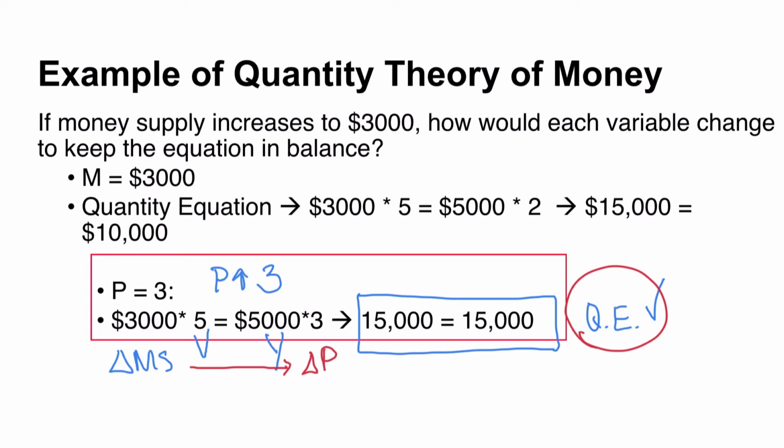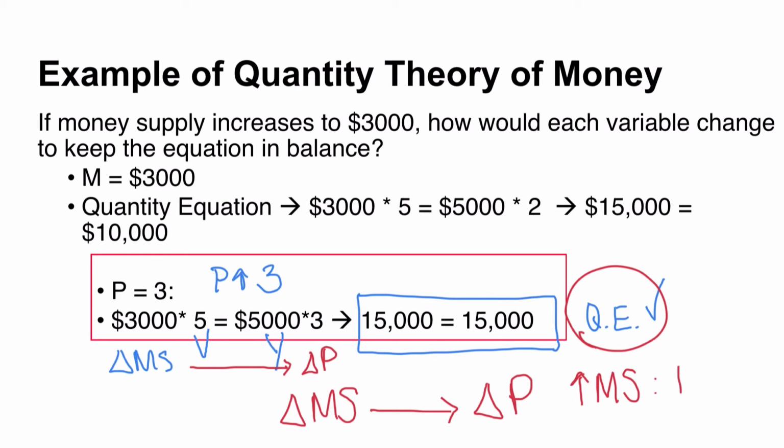So what we observe here is that when there are changes in the money supply, according to the quantity theory of money, the only thing that's going to change in our quantity equation is a corresponding change in the price level. So if there's an increase in the money supply, we're going to see an offsetting increase in the price level. Therefore, we can see that monetary policy by the central bank is going to influence the price level in the economy.